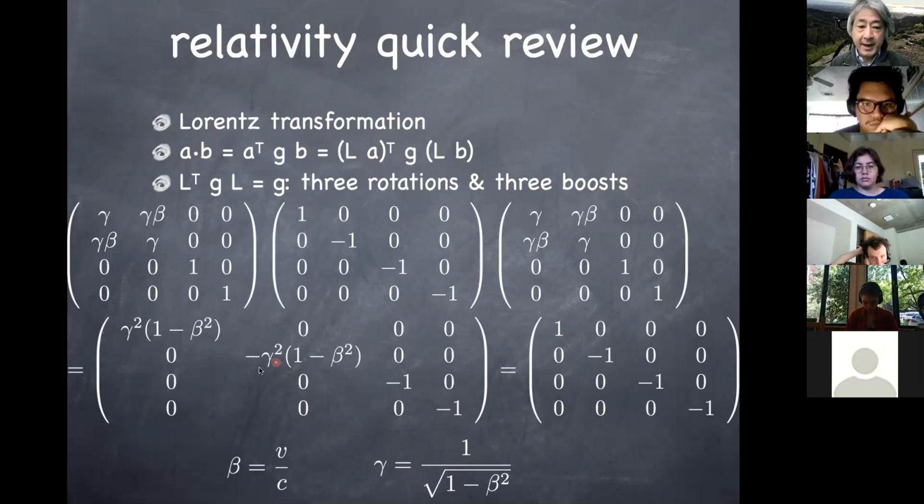And once you satisfy that, the second element, minus gamma squared times 1 minus beta squared, is automatically minus 1, so I don't get a new condition. So all I have to make sure is that this combination, gamma squared times 1 minus beta squared, is 1. So I can solve for gamma then, as a function of beta, that gamma is not independent from beta, but just given by this 1 over the square root of 1 minus beta squared.